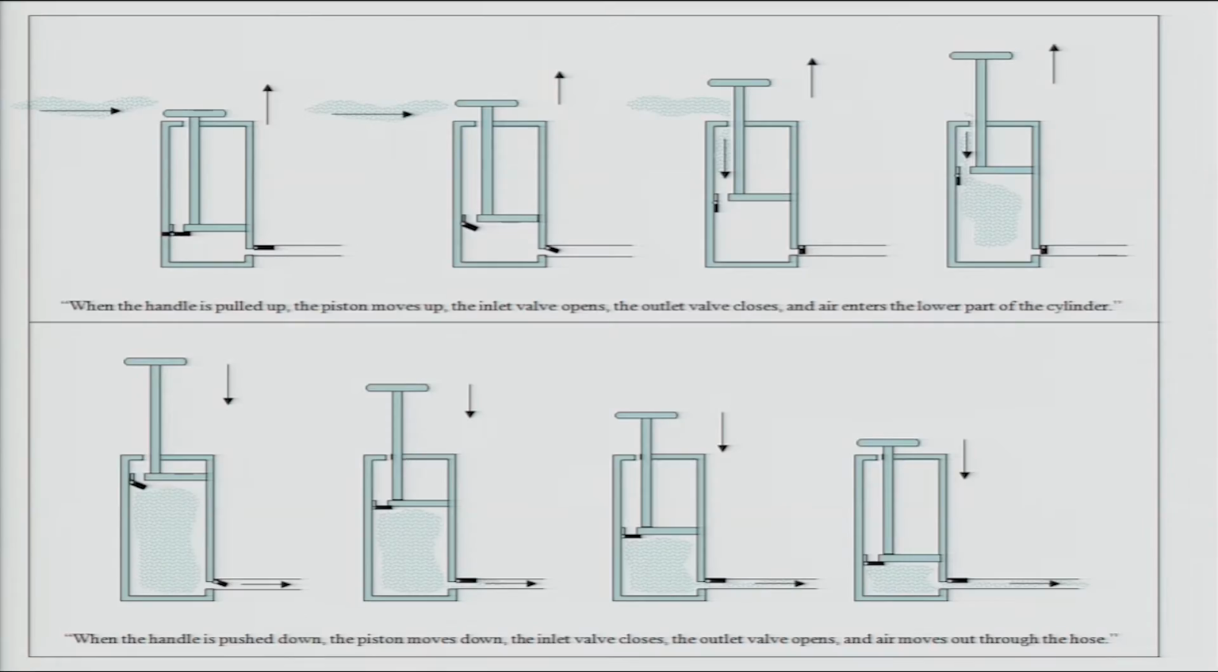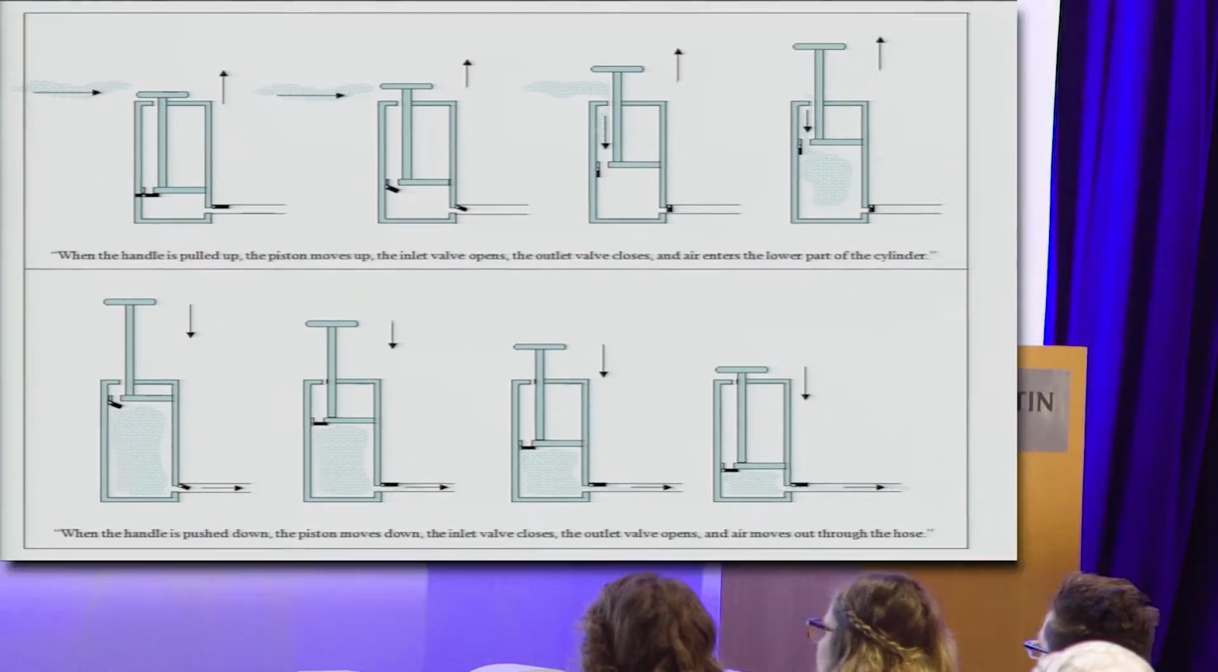So here is an animation version of this where we have the handle go up and down, and a voice says, when the handle is pulled up, the piston moves up, the inlet valve opens, and so on. I thought this would be good for UC Santa Barbara because we have 20,000 students and we have 20,000 bicycles. So everyone rides their bike, but nobody really cared about pumps.